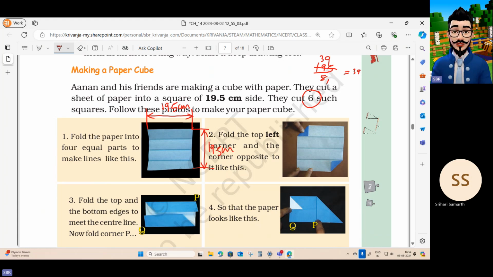Second step. Read the second step. Fold the top left corner and the corner opposite to it like this. So basically they are folding from here, and here also they're folding it from here. Next step.